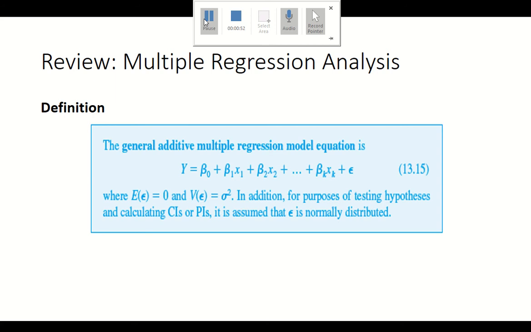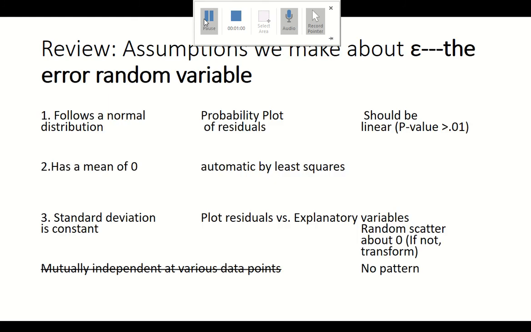It looks very similar to what we had for the linear model. We just add epsilon, our error random variable, which has a mean of 0 and a constant standard deviation sigma. The assumptions we make about epsilon are pretty much the same. It follows a normal distribution, has a mean of 0, and the standard deviation is constant. And we check the normality by a probability plot of residuals. The mean of 0, we get that for free.